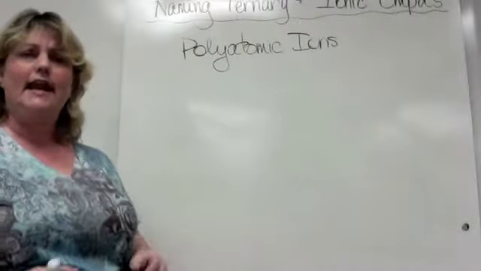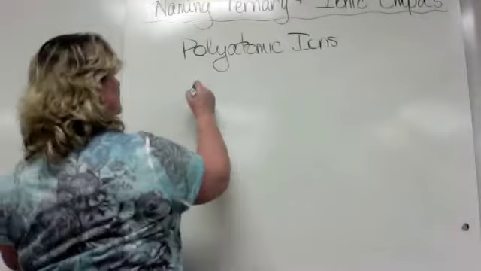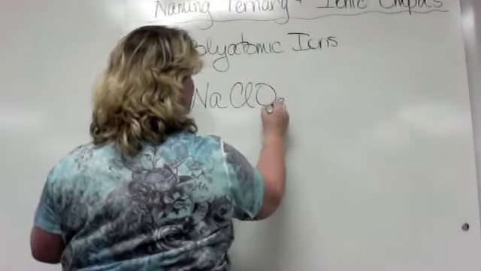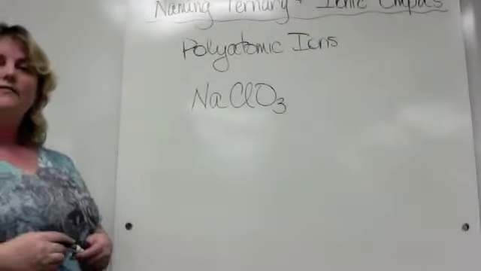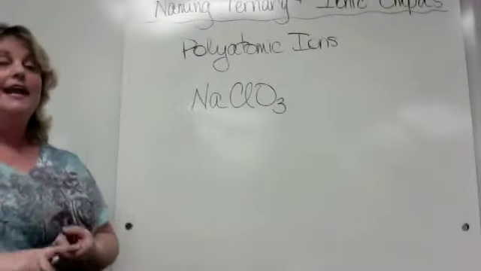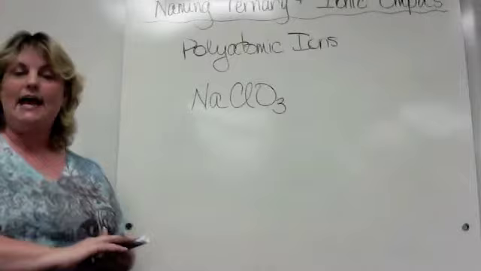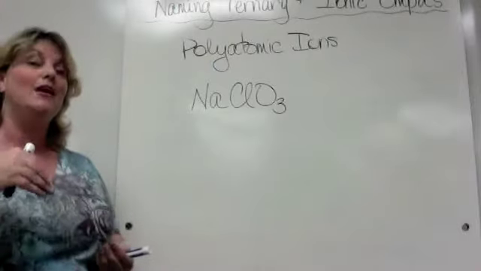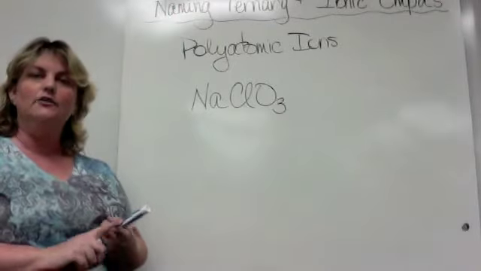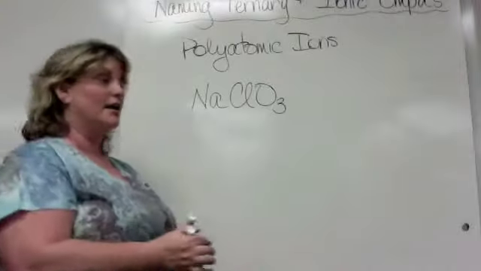So let's go ahead and name a compound in order to see how this is done. So here I have a compound, NaClO3. You're going to ask yourself the same questions. We asked 2 questions last time. We're going to ask the same 2, but now we're going to put a third one on. So question number 1, is it an ionic or a covalent compound? Well, sodium is a metal. This is an ionic compound.